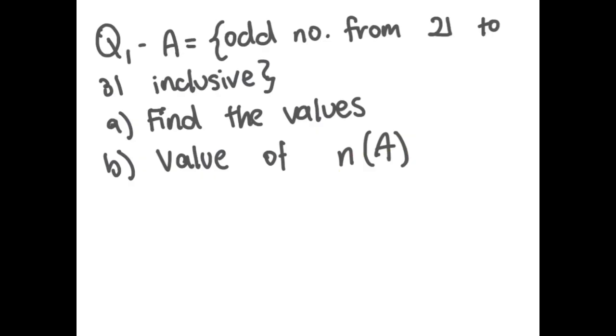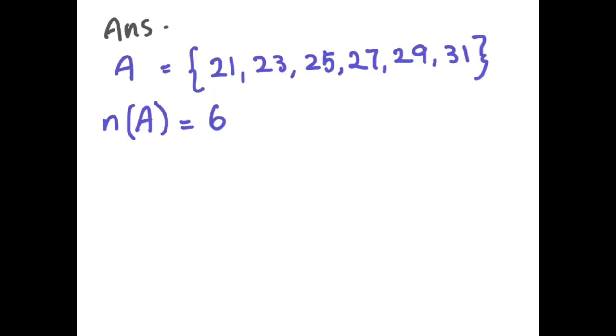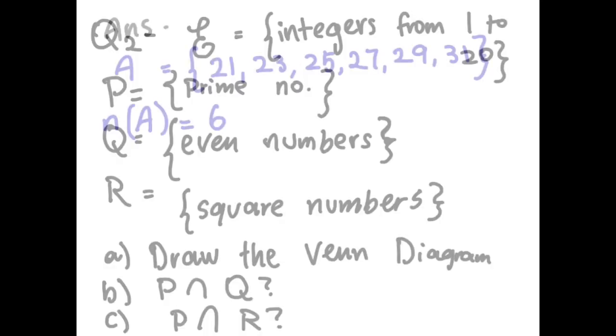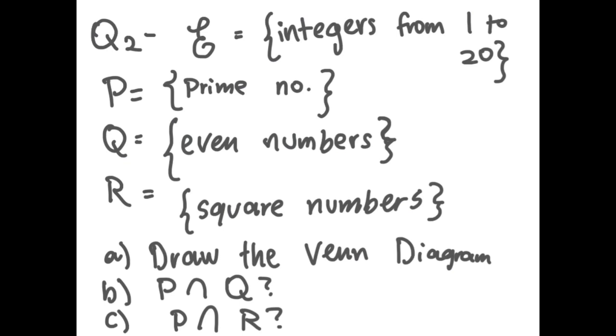So for this question, the set of data is every odd number from 21 to 31 inclusive. Find the values of A and how many elements would be in this data set. The answer would be 21, 23, 25, 27, 29, and 31 as the elements, and the amount of elements there were 6.